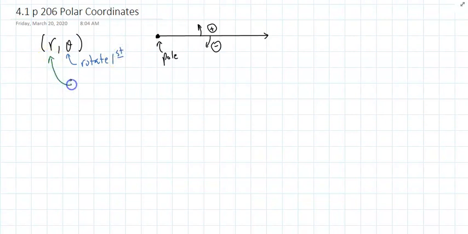r comes after. If r is positive, you would move towards theta. And if r is negative, you would move in the opposite direction or away from theta. I'll point this up again, and we have the first set of examples to do that.